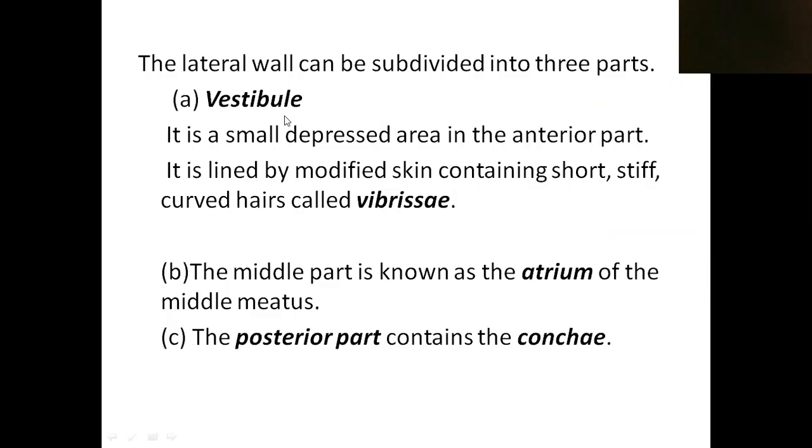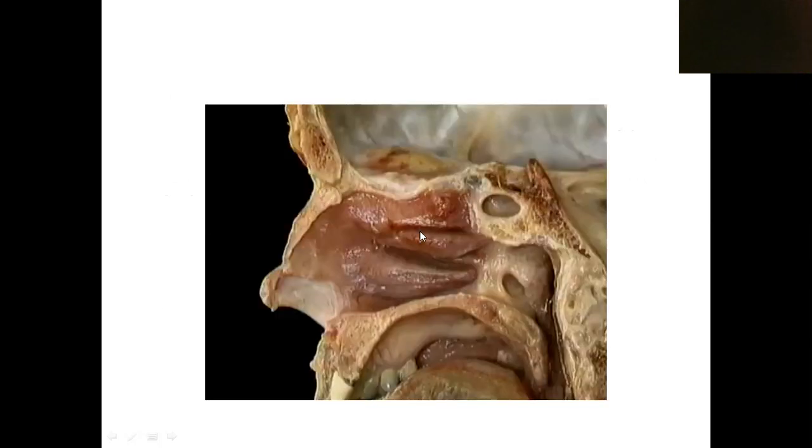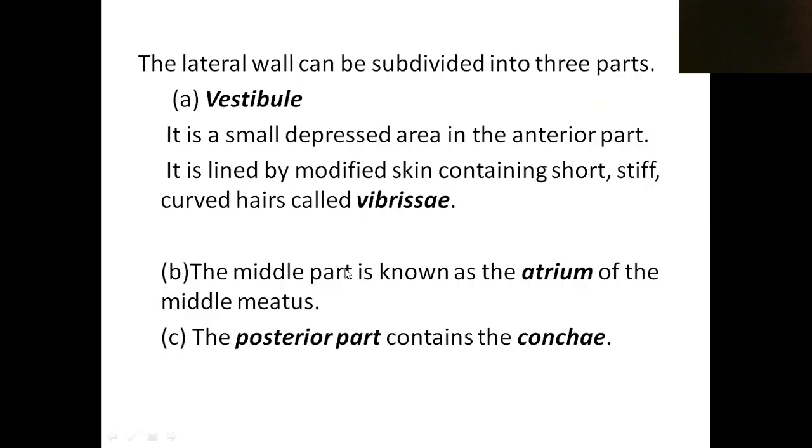So what vestibule means is a small depressed area in the anterior part. It is lined with modified skin containing some hairs. Those hairs are known as vibrissae. Then this depressed area is the atrium of the middle meatus. Now we are going to see the important features of the posterior part.